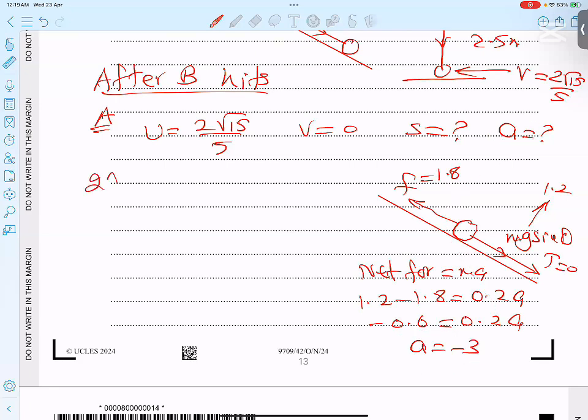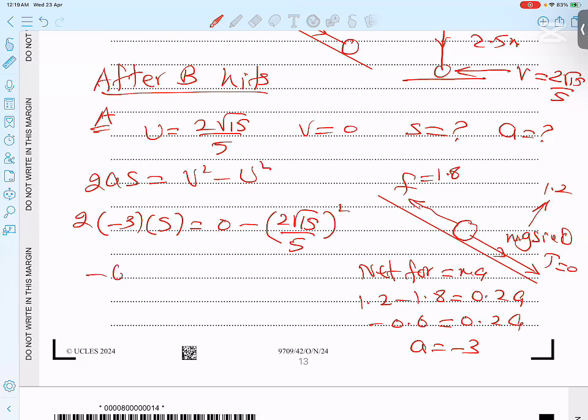Now I can apply 2AS equal to V squared minus U squared. Acceleration, negative 3. S is the task. And last velocity is 0. U is this. And this is called motion due to inertia concept. Negative 6S. And on the other end, if I take square of it, I get 12 over 5. This is S. 12 over 5 divided by 6. And I got 0.4 meters.